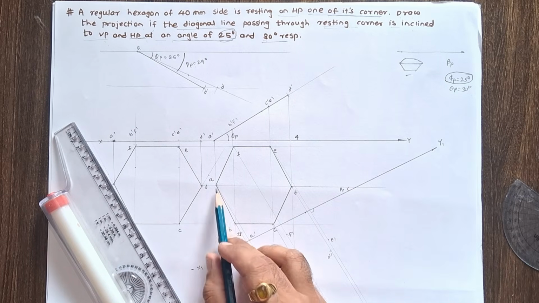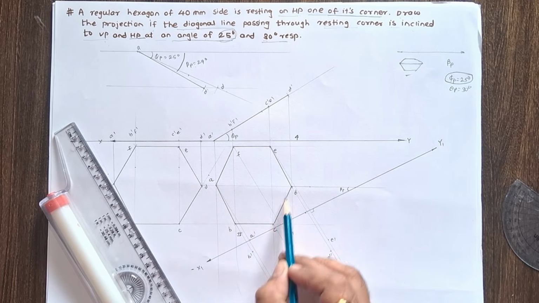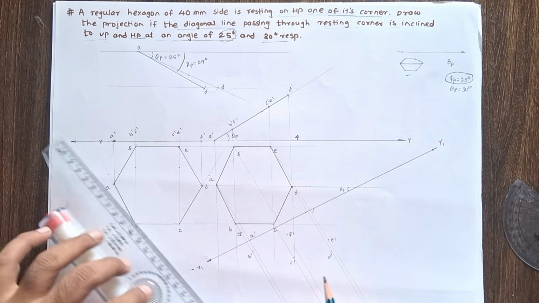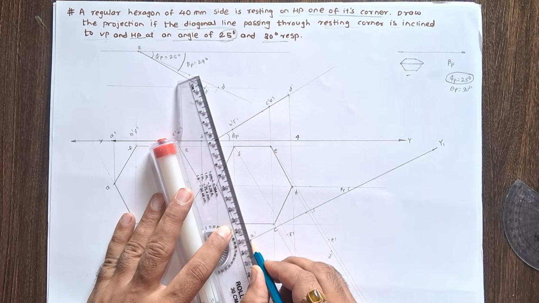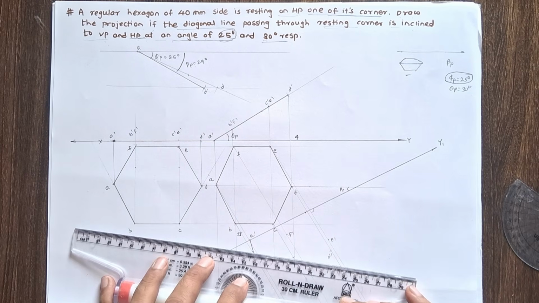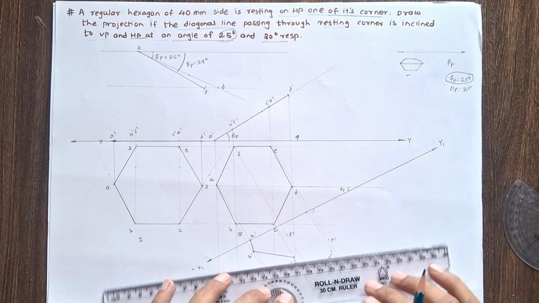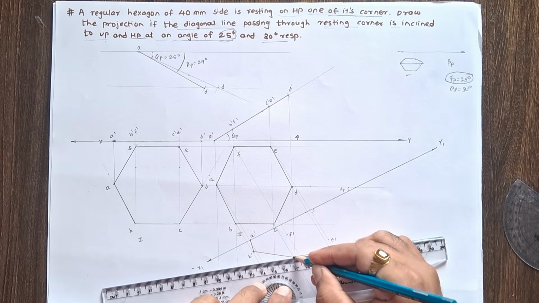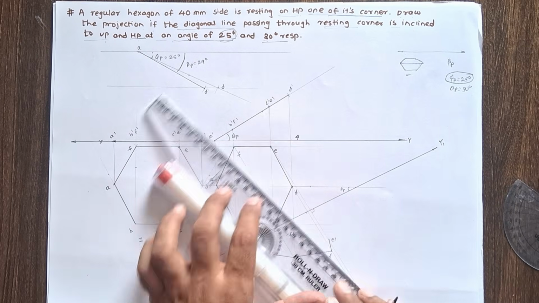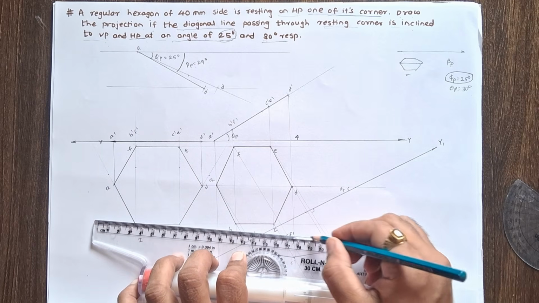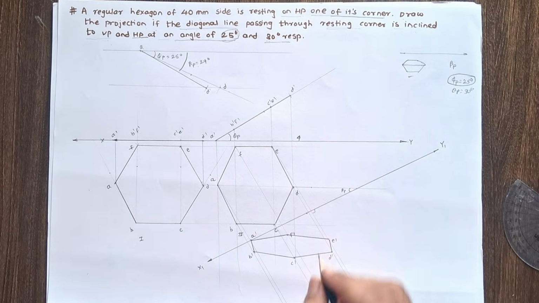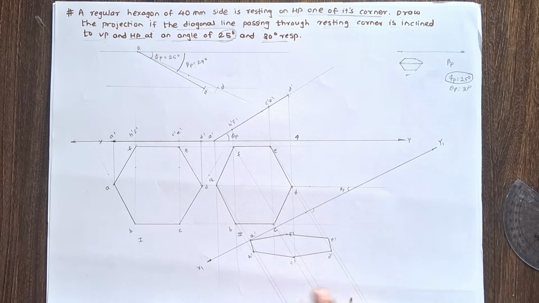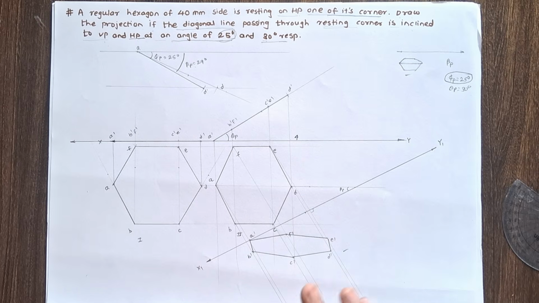Now friends, see the sequence, join a b, b c, c d, d e, e f and f a. Now here for this final view, join a dash b dash using a thick line, join b dash c dash, c dash d dash, d dash e dash, e dash f dash, and f dash a dash. Now this is the final view for this problem. This plane is inclined to the HP plane as well as the VP plane. This is the correct solution for this problem.